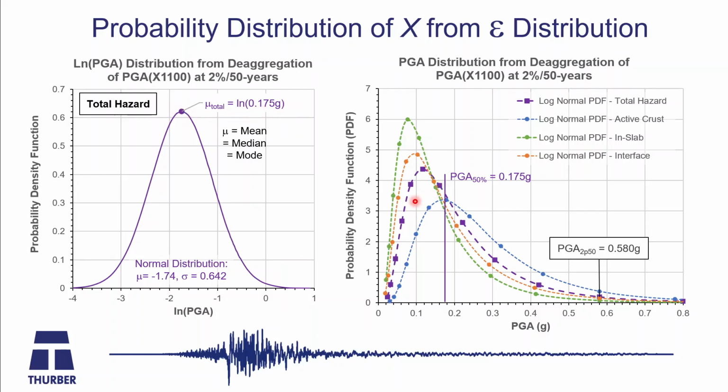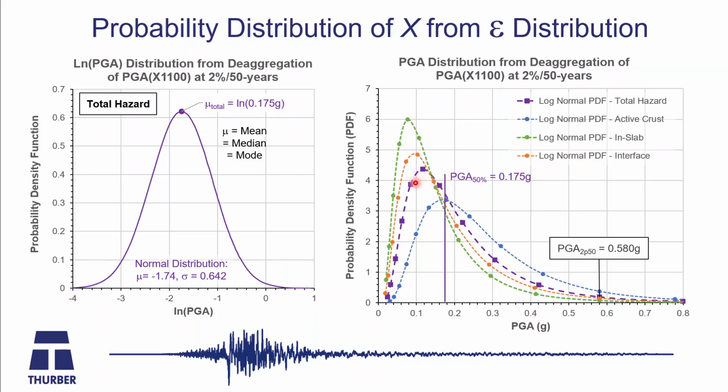But now if you convert that over into linear PGA, this is the same data presented in linear PGA, and this is the purple one for the total hazard. You now see the shape of the lognormal distribution. This is what you want to visualize in your mind when you're thinking of hazard values. The probabilistic aggregated hazard value is this guy, 0.58G. It sits way out over here at the tail end of the probability distribution. The median value sits right here at 0.175G.